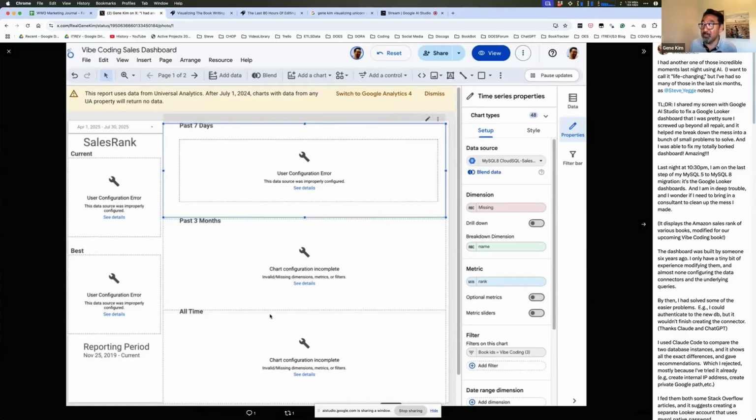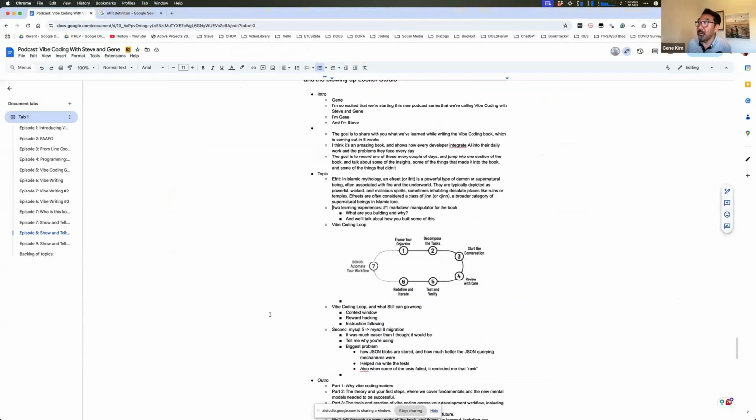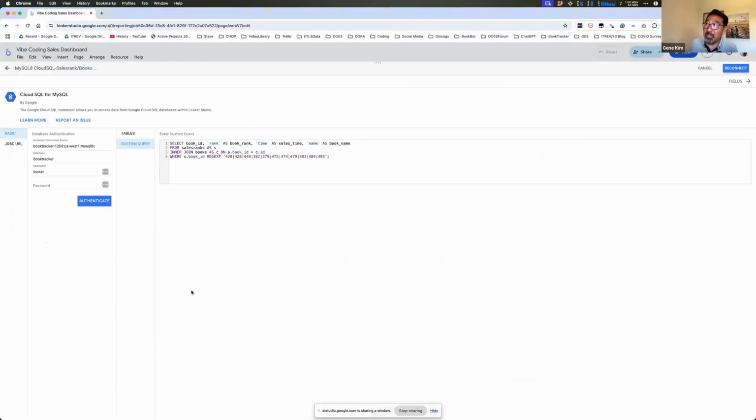Issues with the chart dashboard shows user configuration error and chart configuration incomplete for several sections. The connections and make sure the charts are set up correctly with the right dimensions and metrics. And here is a connection screen. Can you describe what might be going wrong?